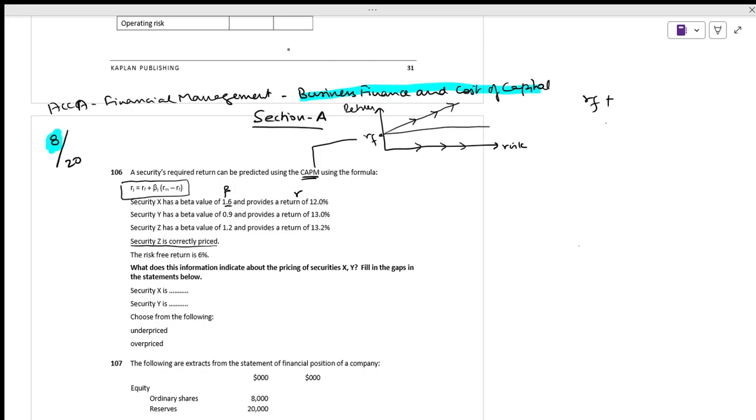What does this information indicate about the pricing of securities X and Y? Fill the gaps in the statement: security X is, security Y is, whether underpriced or overpriced. Very simple, do it very slowly, don't rush. First we will take security Z.